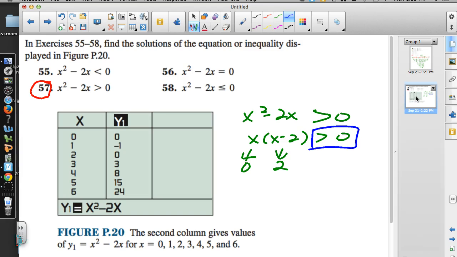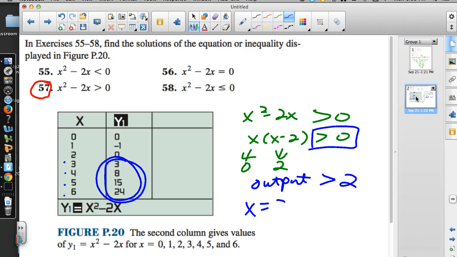So our solutions of 0 and 2 tell us, well, one of our zeros was 2, so our output needs to be greater than 2. So I go over to the table and I see that the output was greater than 2 when the input was 3, 4, 5, and 6. So that is my answer. For the x values of 3, 4, 5, and 6, I will get the output that I want, which is an output that is greater than 2.